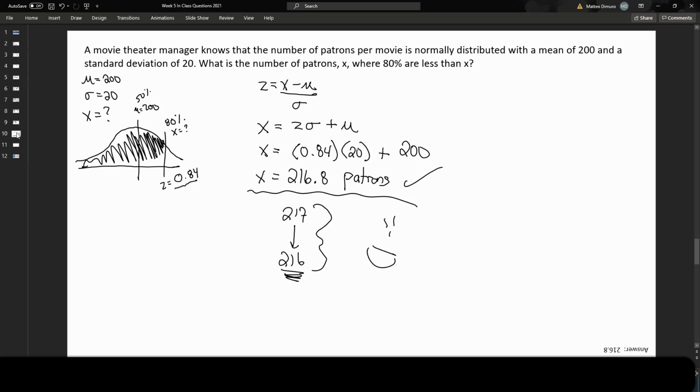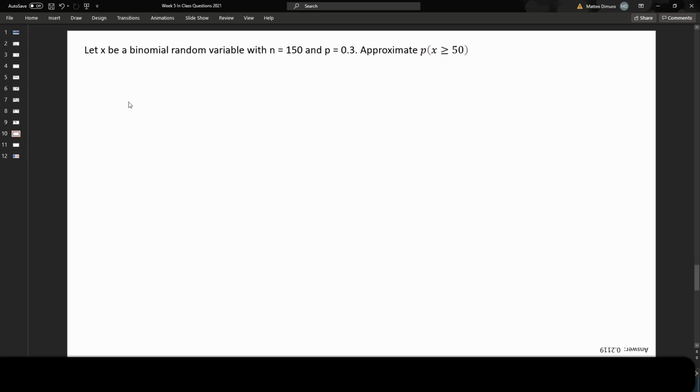Okay, looks like we got 2 more questions left. Let x be a binomial random variable with n equal 150 and p equals 0.3.